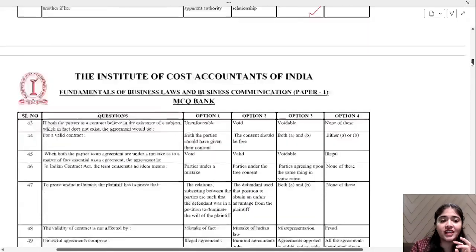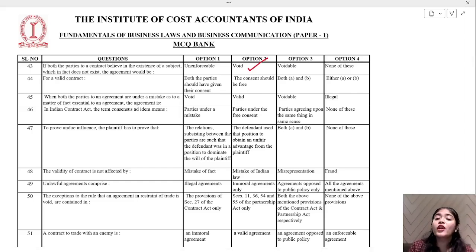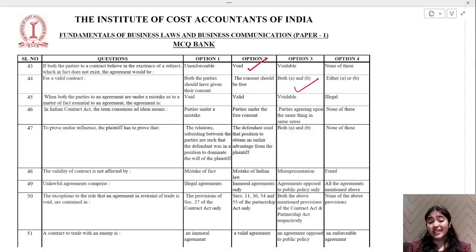Yeah, so we have discussed around 42 questions. Let's go ahead. Now, if both the parties to a contract believe in the existence of a subject which in fact does not exist, the agreement would be unenforceable, void, voidable, or none of these. Both of them think, oh, the horse is alive, and they are discussing the sale of the horse. That is a void contract. The subject matter is not in existence, right? For a valid contract, both the parties should have given their consent and the consent should be free. Both A and B, or either A or B? Both should be there.